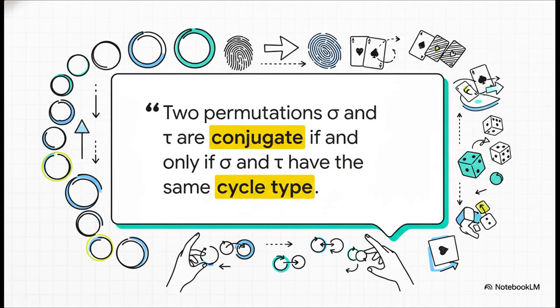And this leads us to the big reveal, the punchline that ties this whole thing together. Two shuffles are conjugate, meaning they have the same fundamental structure, if and only if they have the exact same cycle type. That fingerprint we were talking about? It turns out it's everything.